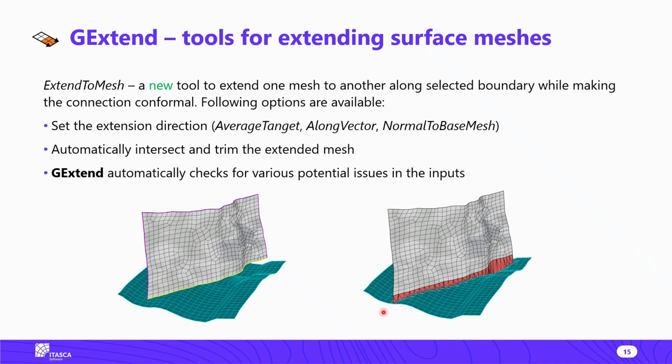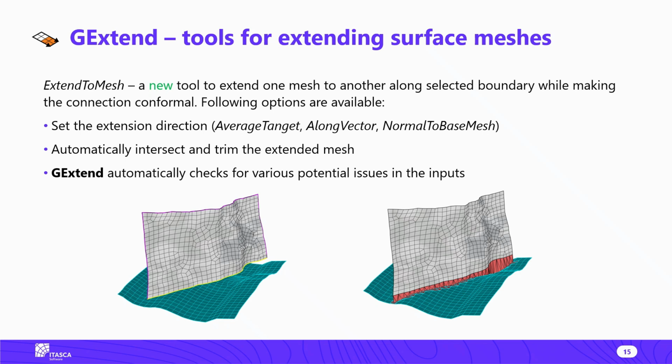So this basically outlines how GExtend operates. It also automatically checks for various issues in inputs. So hopefully this option will provide more tools for mesh extensions and make it easier to create conformal intersections.